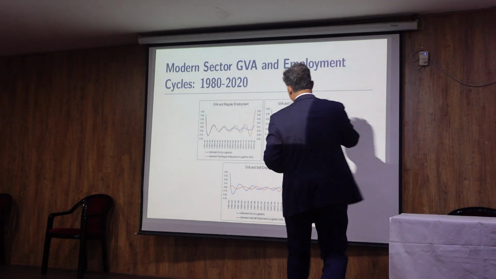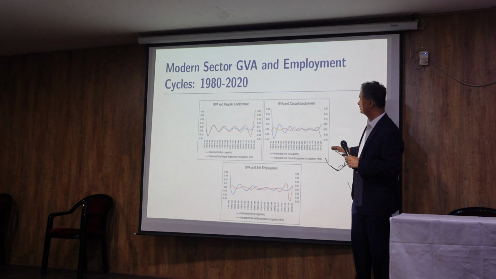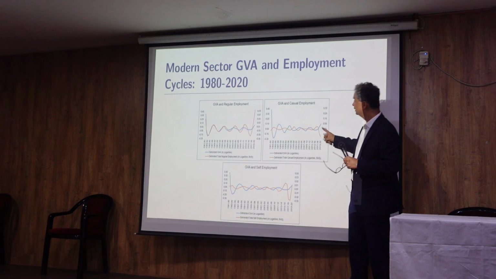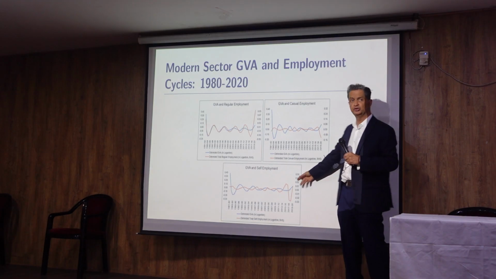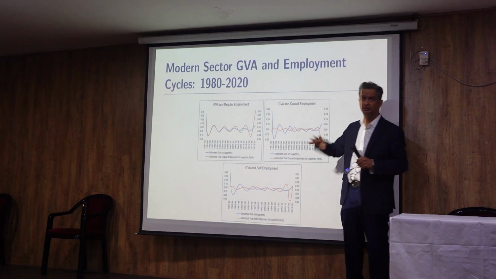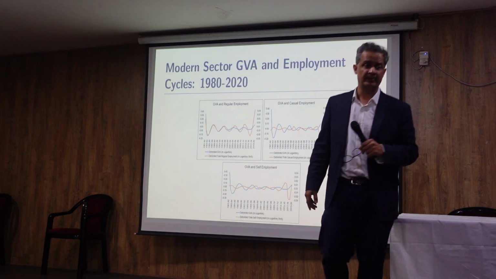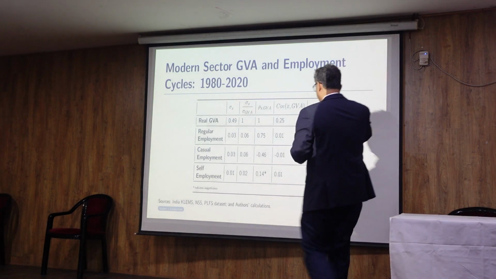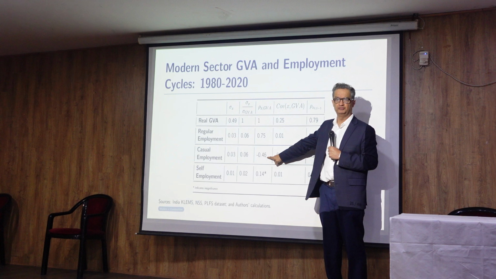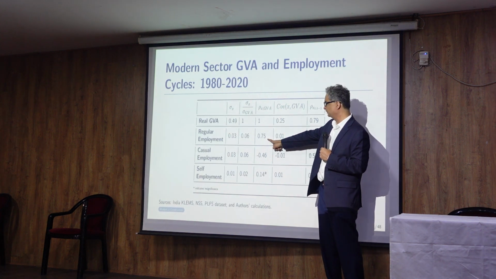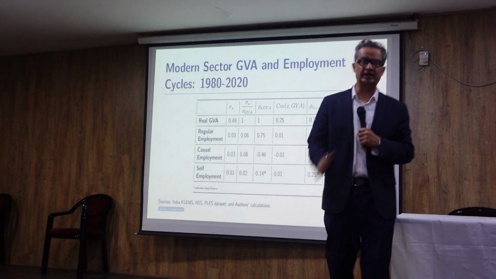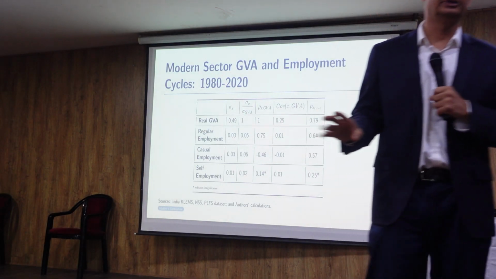Lesson number two. When you just confine your analysis to the modern sector, again, the modern sector moves on regular, it is negative on casual, and again you're going to see the same thing. This is just self-employment in the modern sector. Next slide please. What you see here is, again you get the casual employment to be negatively correlated. You get the regular employment to be positively correlated, self-employment to be insignificantly correlated. Same result holds for the modern sector.